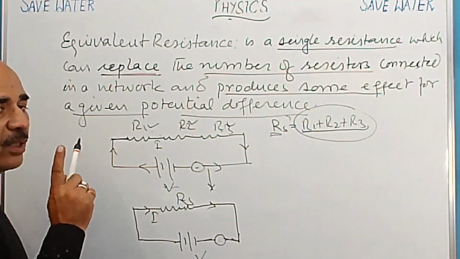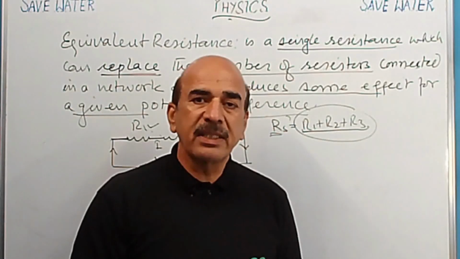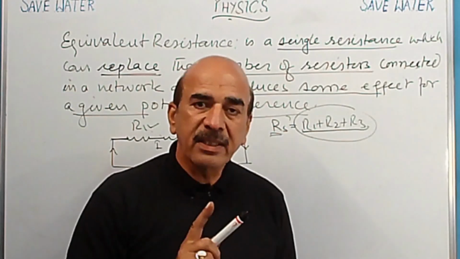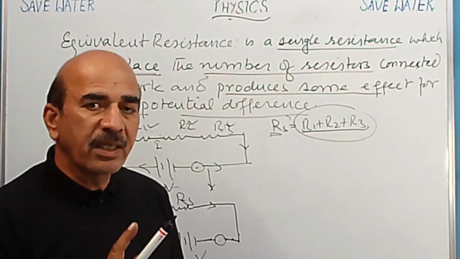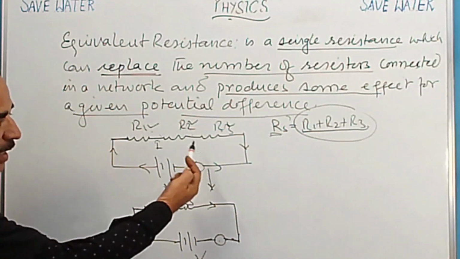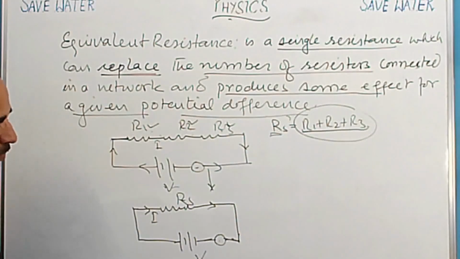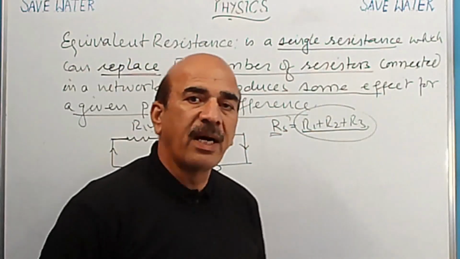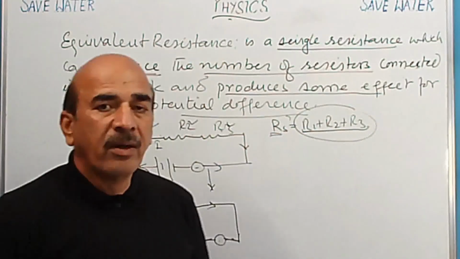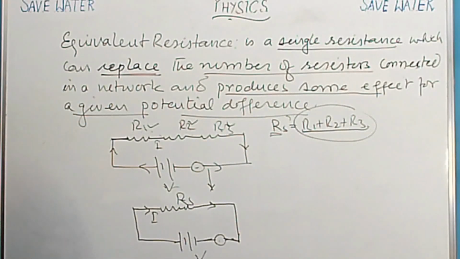Okay, so any problem here now? RS means equivalent resistance in series is the single resistance which can replace the large number of resistances, okay, and produces the same effect when given for the given potential difference. Yes, so this is very, very important and good question has been asked. Okay, so with the help of diagram, now we can understand in a better way.